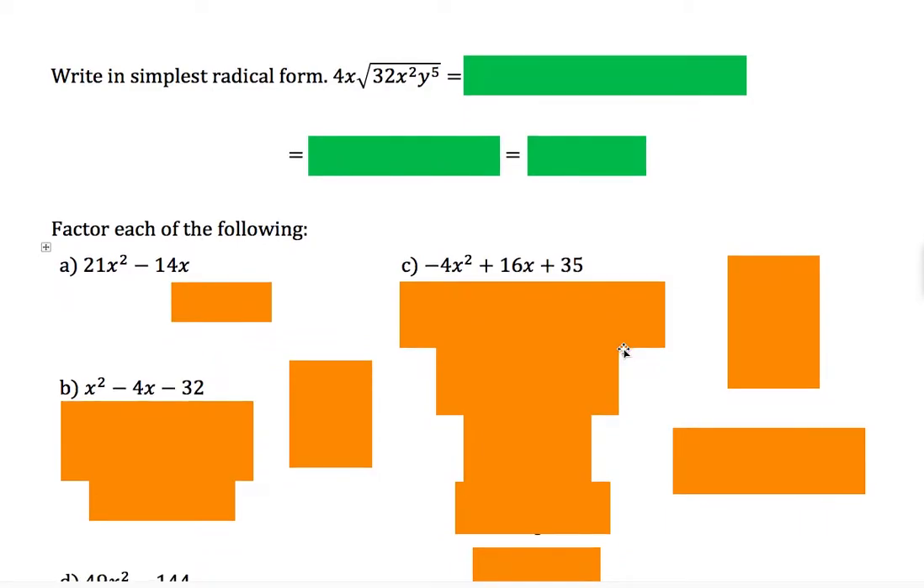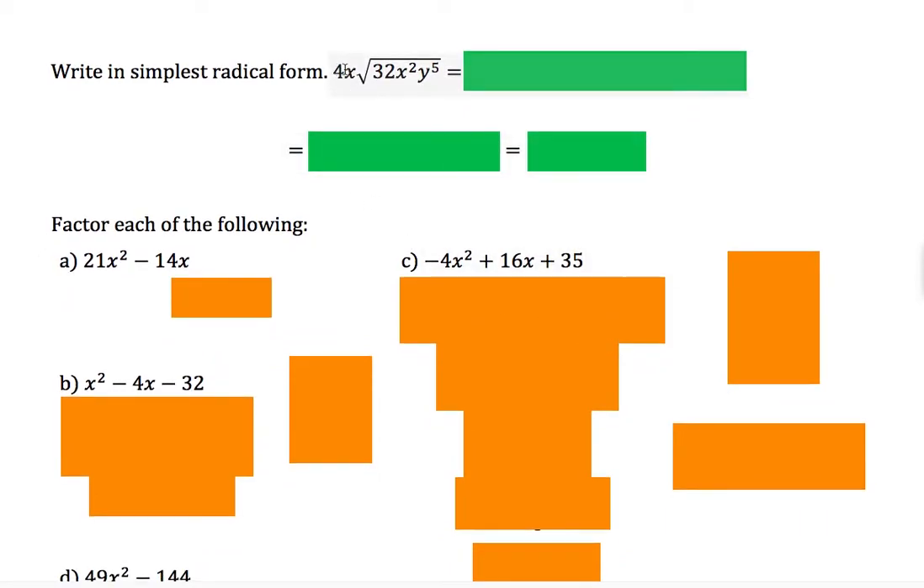Now this one, notice I have this 4x out front. It needs to go ahead and stay out there for now. And then the 32, I can do 32 divided by 4 is 8, but 8 divided by 4 is 2. So 32 can be 4 times 4 times 2. And then x squared can be rewritten as x times x.